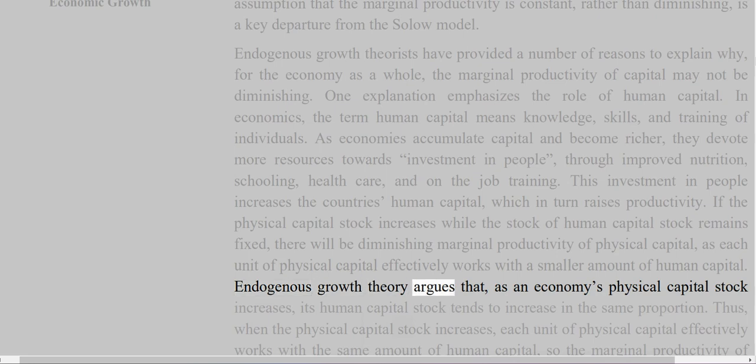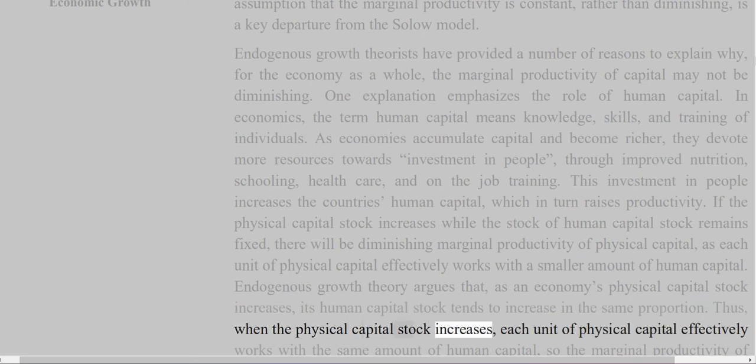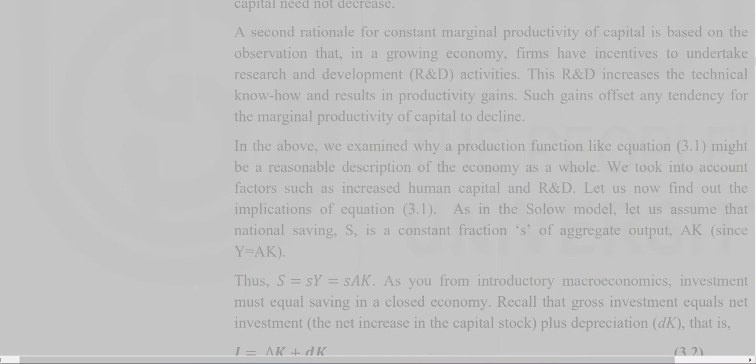Endogenous growth theory argues that, as an economy's physical capital stock increases, its human capital stock tends to increase in the same proportion. Thus, when the physical capital stock increases, each unit of physical capital effectively works with the same amount of human capital, so the marginal productivity of capital need not decrease.